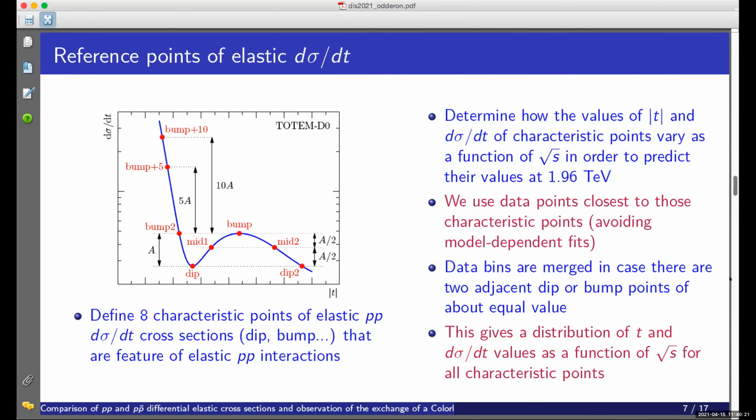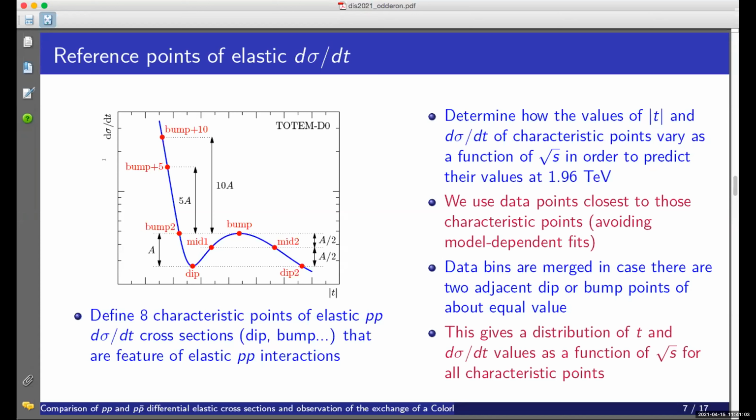The idea is to try to characterize the dip and the maximum of the elastic data directly from the TOTEM measurement. There is the sketch here on the left. What we want to do is to identify a few points. For instance, two of them are obvious, the bump and the dip, but we have other points, like the same value of d sigma dt at higher t, which we call dip two, or the same value as the bump in d sigma dt but at lower t, which we call bump two. We also defined some other points, which we call mid one and mid two, that correspond to half the cross section between the dip and the bump.